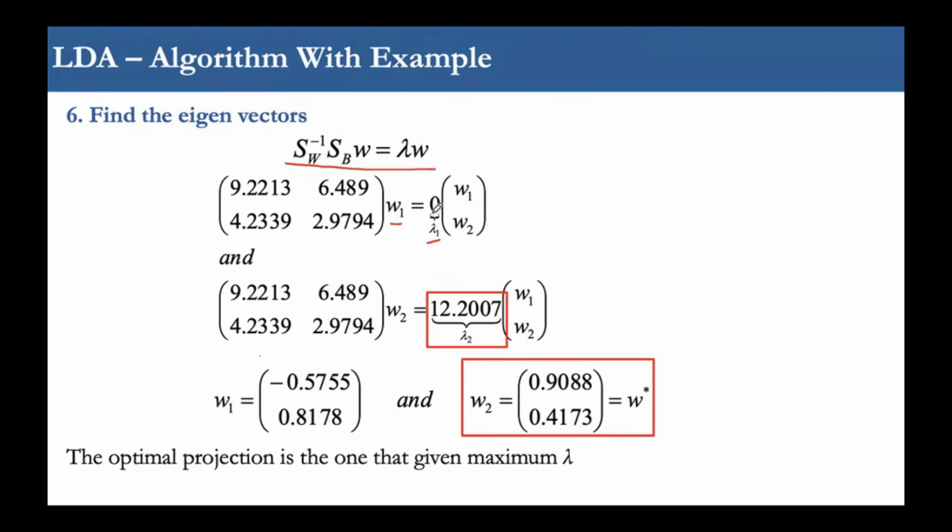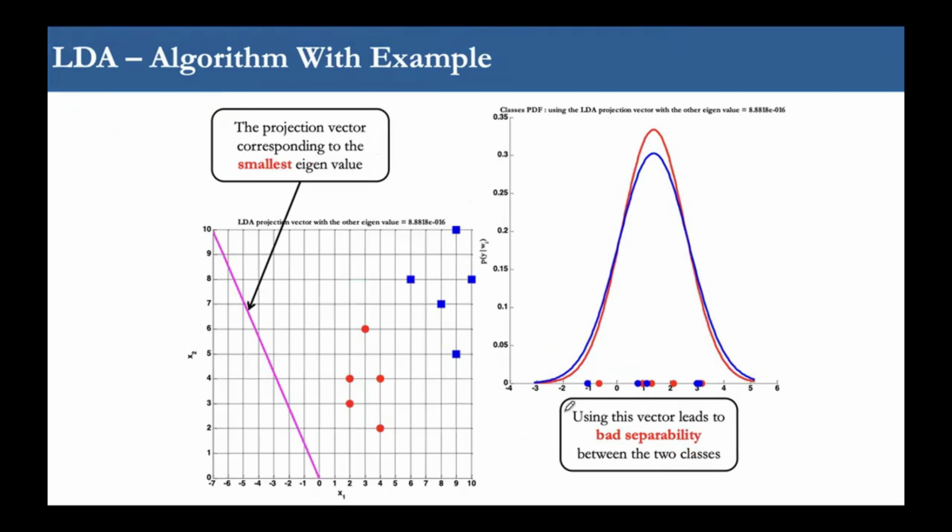The lambda 1 value is 0, so we substitute 0, and the W vector will have two values, W1 and W2. Similarly, when we substitute lambda 2, this is the lambda 2 value and then the W vector. When we solve these equations, we get W1 as this value and W2 as this value. We will select only W2 because lambda 2 has the maximum value. Using this W2, we will be constructing the graph.